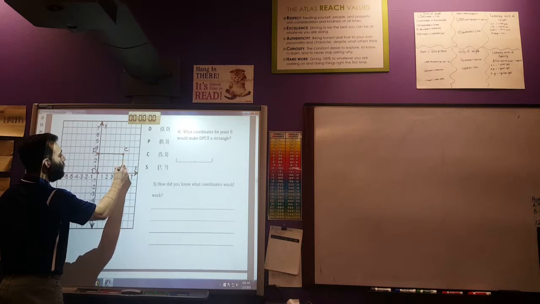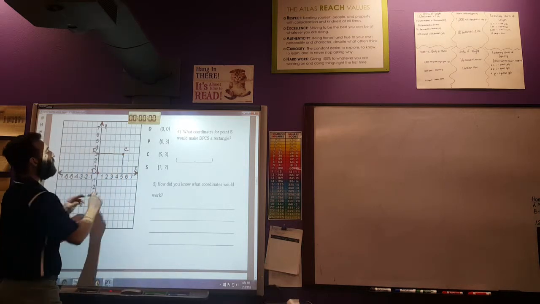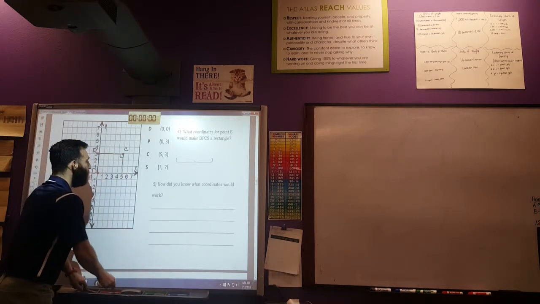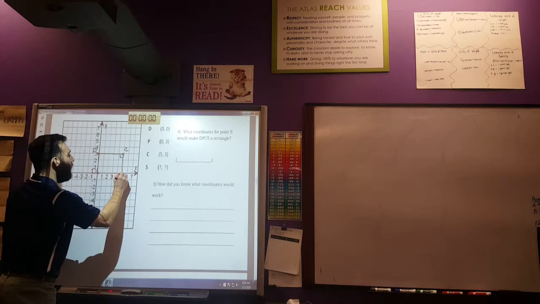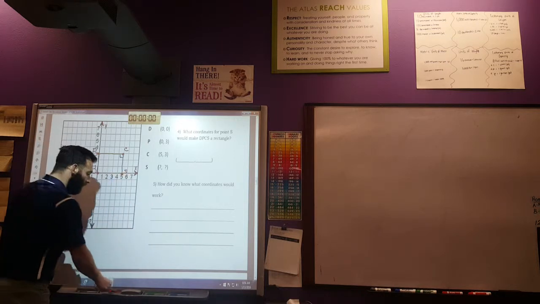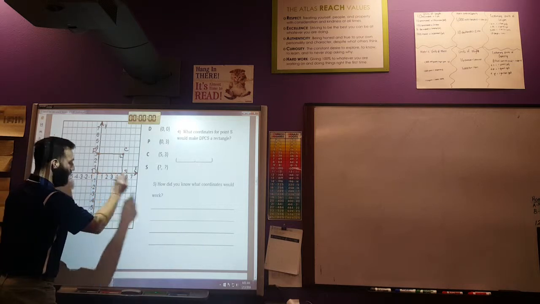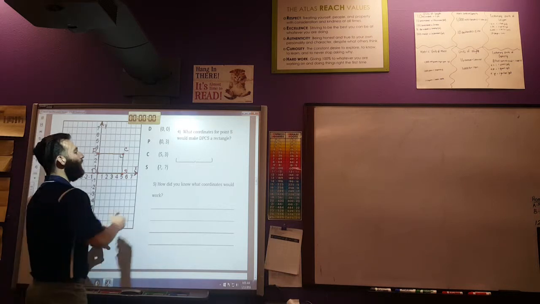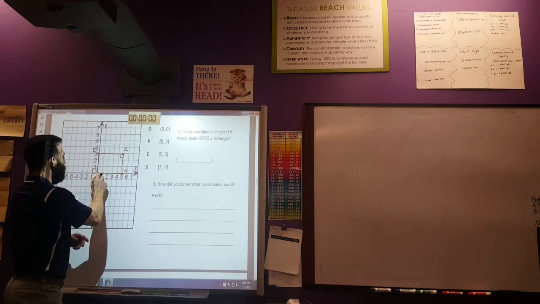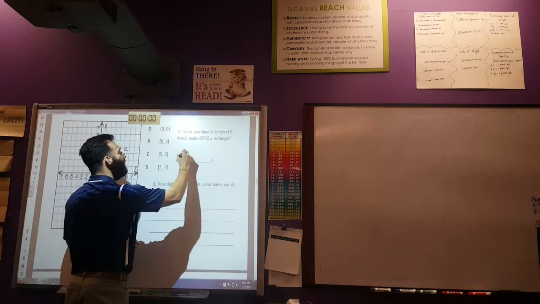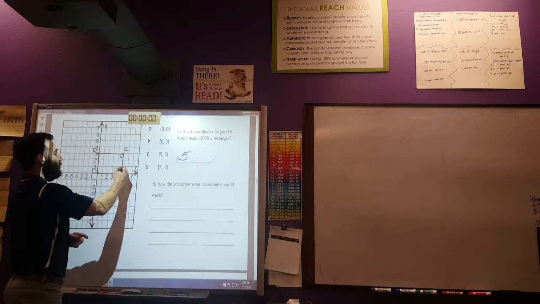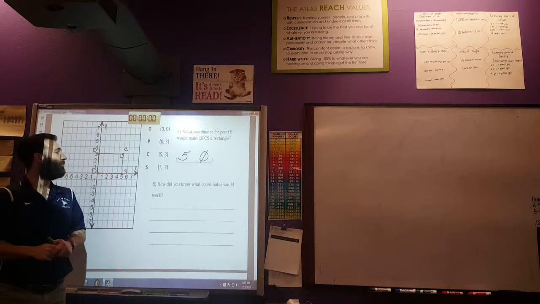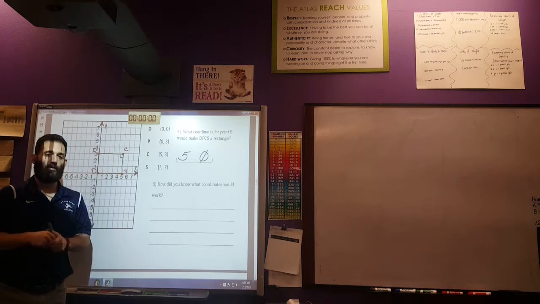Down 1, 2, 3. And the reason I went straight down is because I know that if I go straight down, I've created a 90-degree angle here. So I'm going to plot my point here, which is point S, and finish connecting the dots. And now I have a rectangle. And point S would be located at 1, 2, 3, 4, 5. Run 5 and jump 0. So point S would be 5, 0 if I wanted to make DPCS a rectangle.